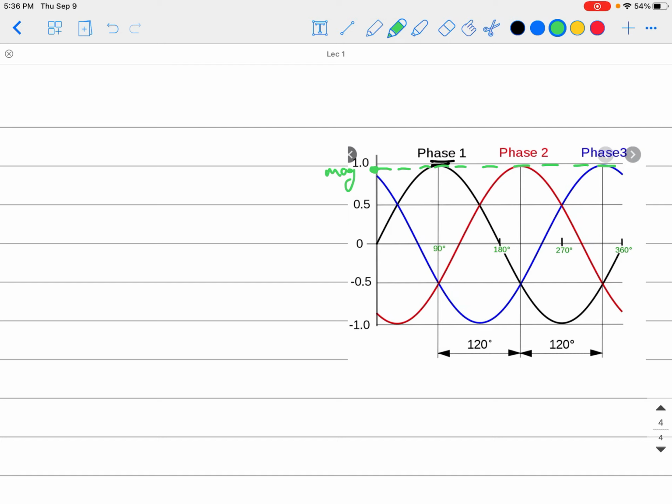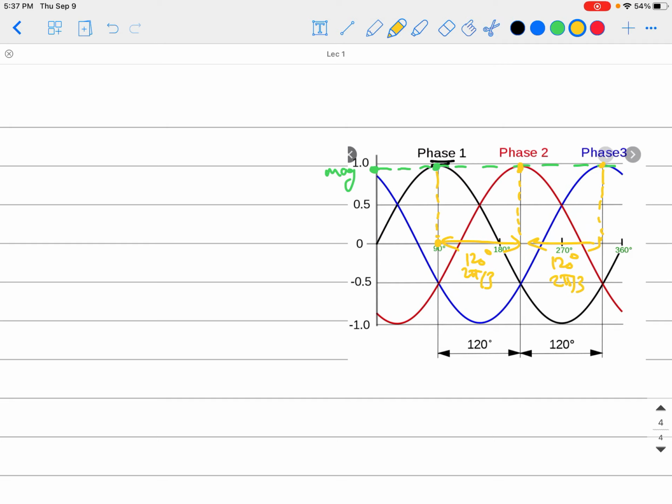You will have the same phase difference between them. The phase difference means: look at any point in one of them. From this peak of the black one at 90 here to the peak of the red one, phase 2, this is 120 degrees, or 2 pi over 3. It will be the same for the next ones, from the red to the blue, phase 2 to phase 3, that is 120 degrees, or 2 pi over 3.